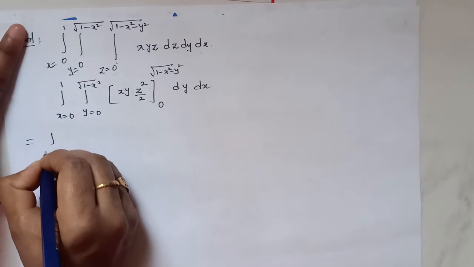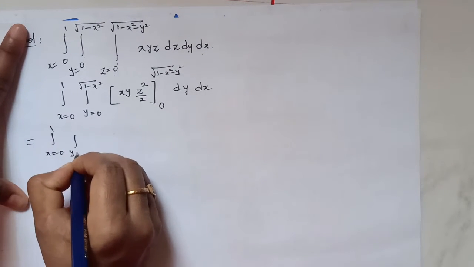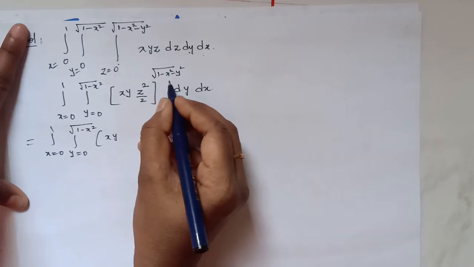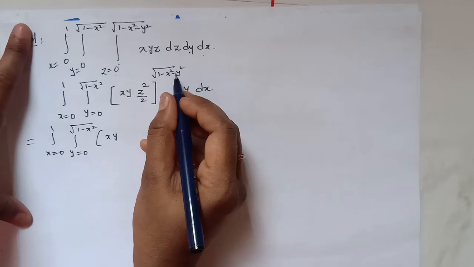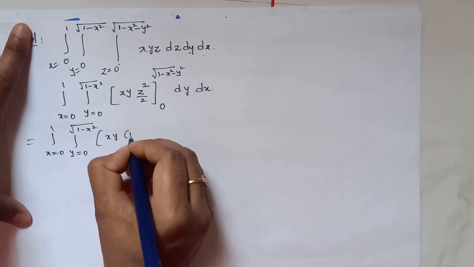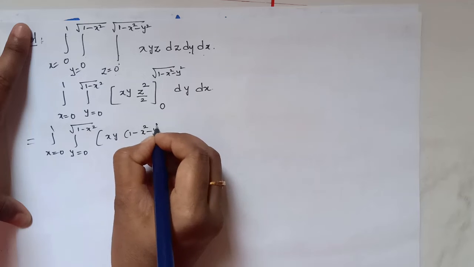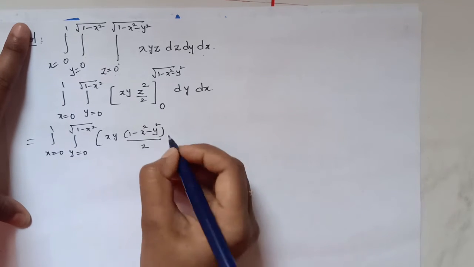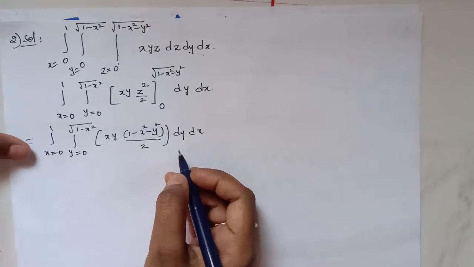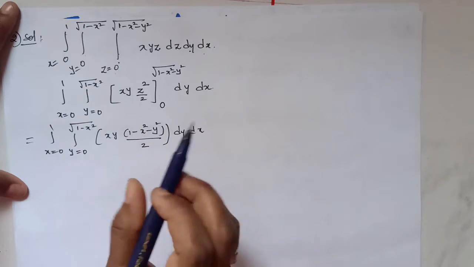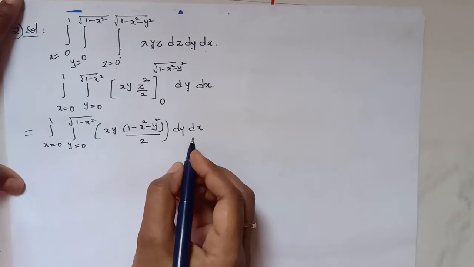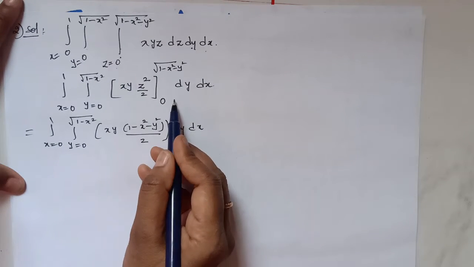This is equal to integral 0 to 1, y is equal to 0 to under root 1 minus x square, xy. When I substitute z is equal to under root 1 minus x square minus y square, whole square, z square we have, so we get 1 minus x square minus y square by 2. So, you will not get the lower limit because 0 into something is 0. So, only the upper limit you will get. Yes, this is about the integration with respect to z.